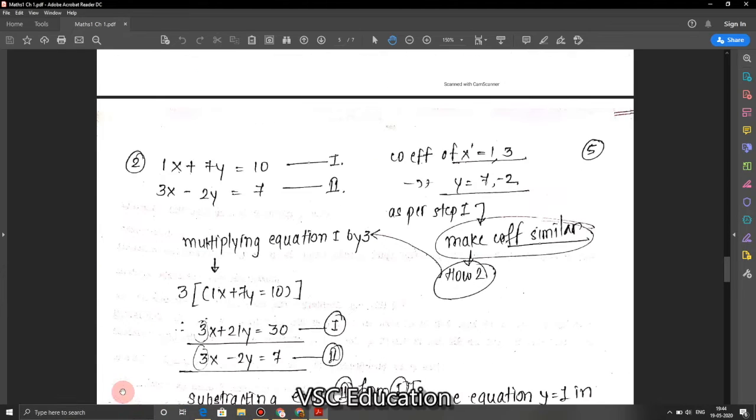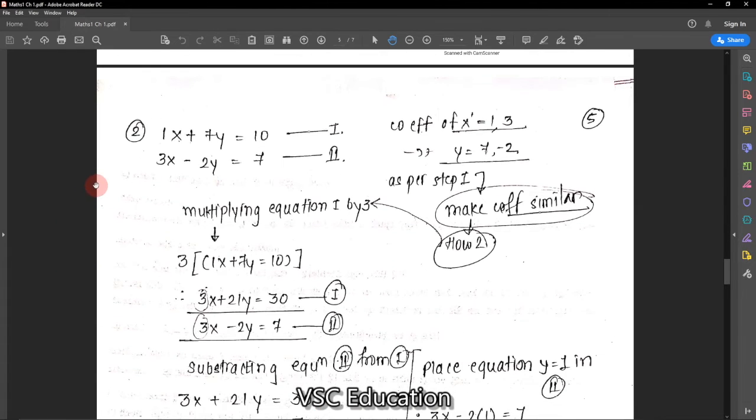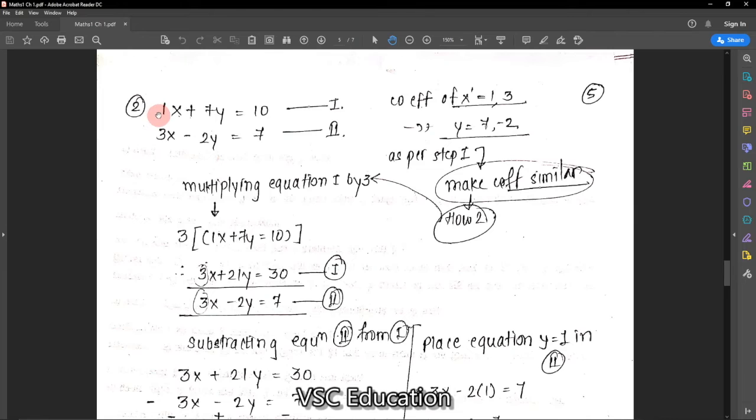Go to the next sum. Next one, again you write down both the equations as they are, one below the other. What is your first equation? x plus 7y is equal to 10, that is 1. The second one is 3x minus 2y is equal to 7, that is 2.